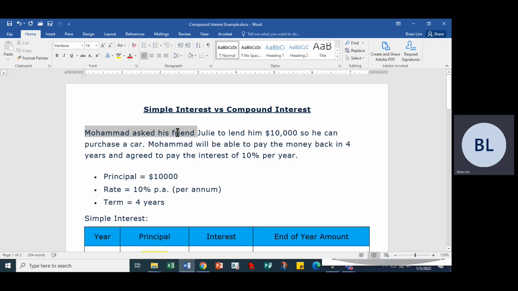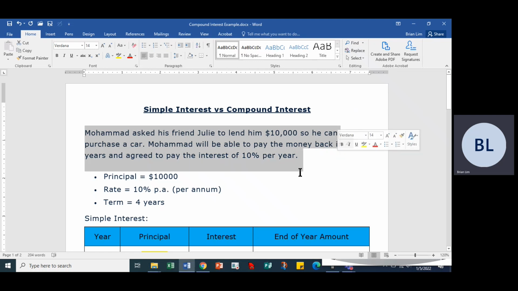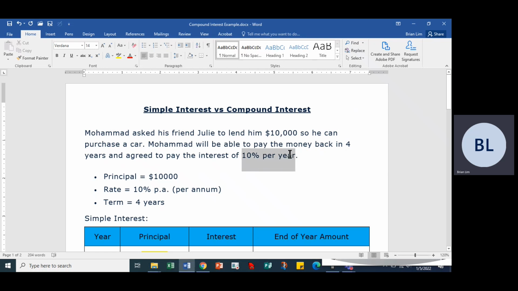So Mohammed asked his friend Julie to lend him $10,000 so he can purchase a car. Mohammed will be able to pay the money back in 4 years and agrees to interest of 10% per year. Okay, so here we are. Now the principal, which is the amount borrowed, is the $10,000. If you wish, you could also put in a comma in there, but it's not necessary. All right. The rate is 10% per annum, and the term is for 4 years.